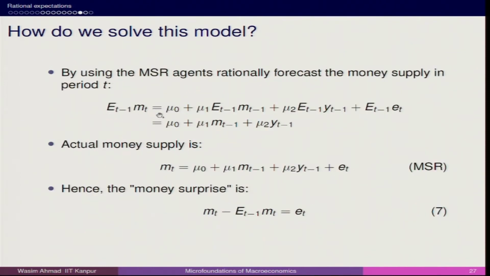So here you have the expectation of t minus 1 Mt is equal to mu 0 plus mu 1 Mt minus 1 plus mu 2 Yt minus 1 plus the expectation of t minus 1 Et. Now here we have mu 0 plus mu 1 Mt minus 1 plus mu 2 Yt minus 1. So the actual money supply is nothing but this. This is what we have in the equation.